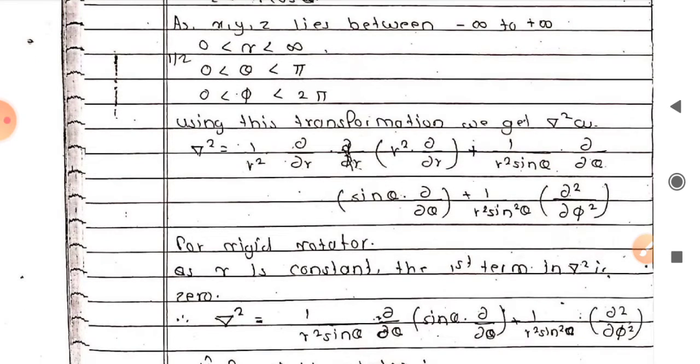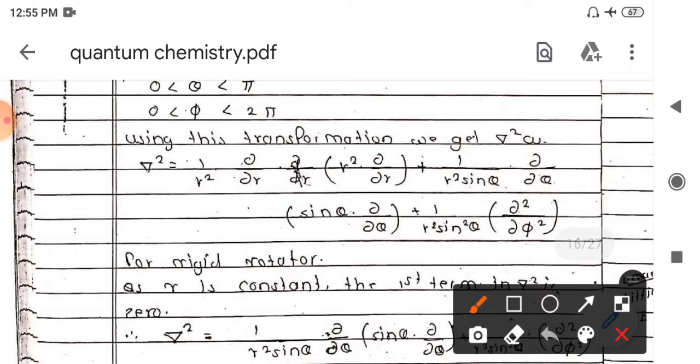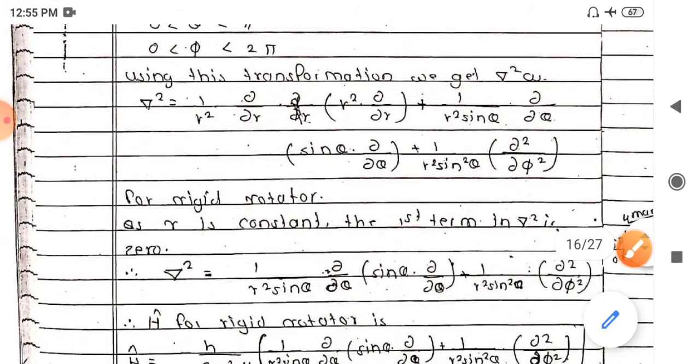So by using these transformations for x, y and z, we can directly obtain the value of grad square, which comes out to be 1 upon r square dabba by dabba r into r square dabba by dabba r, plus 1 upon r square sine theta into dabba by dabba theta into sine theta d theta, plus 1 upon r square sine square theta into d2 upon d phi square.